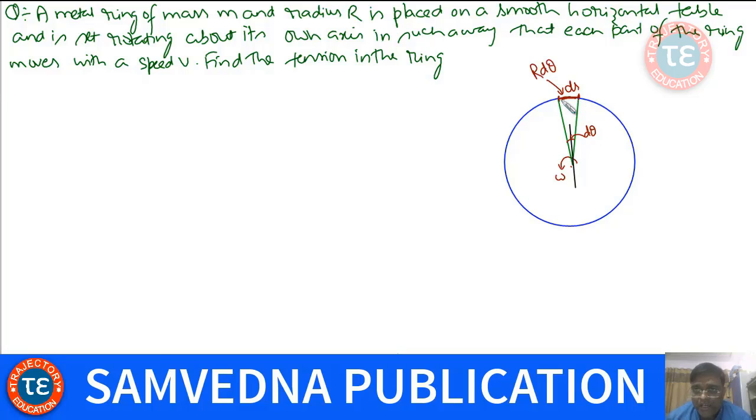See, if I only consider the free body diagram of this element of the ring, since this element is part of the ring, it must be interacting with the rest of the ring. The rest of the ring must be attracting this. Only then can this be a part of the ring.